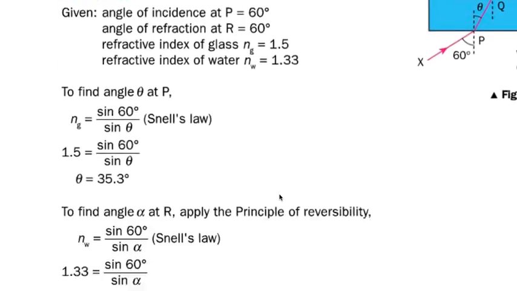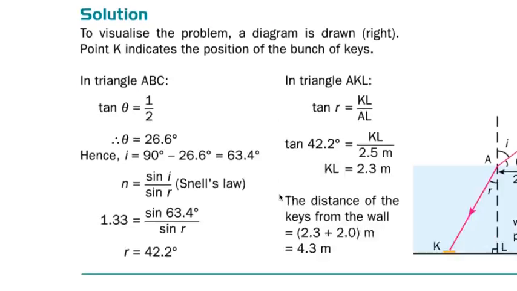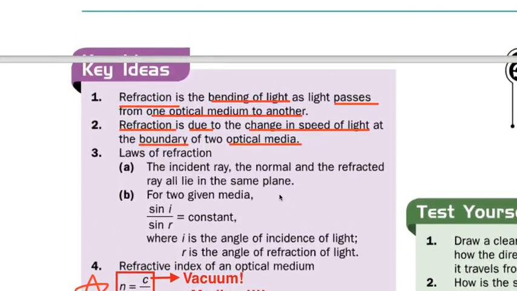Alright, so we'll just go straight to the summary. You can look through some of these examples. Refraction is basically the bending of light as it travels from one medium to another, and the reason for that is because it changes speed as it passes the boundary of two optical mediums.